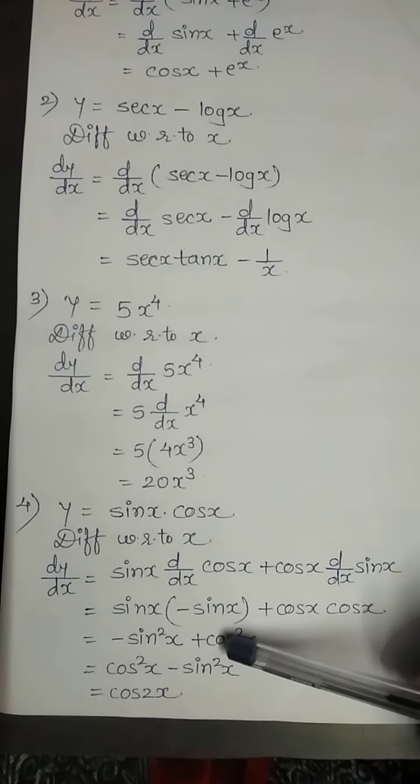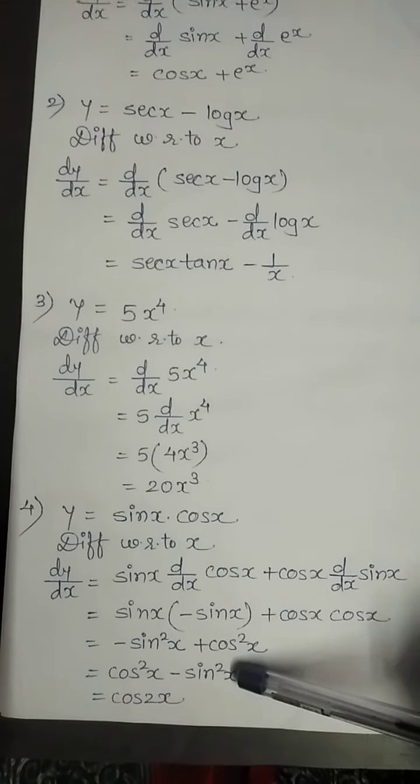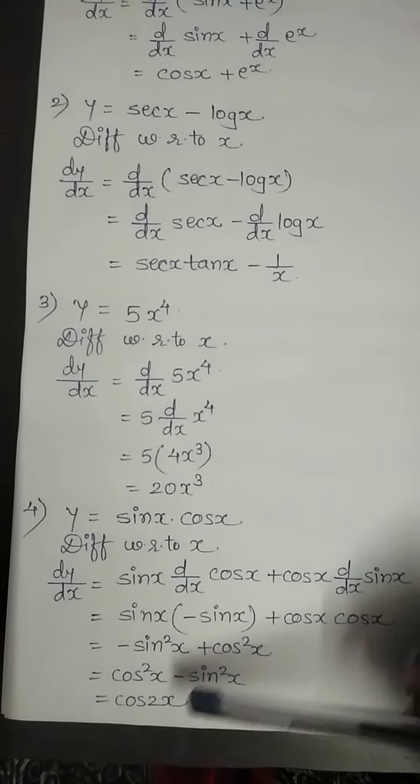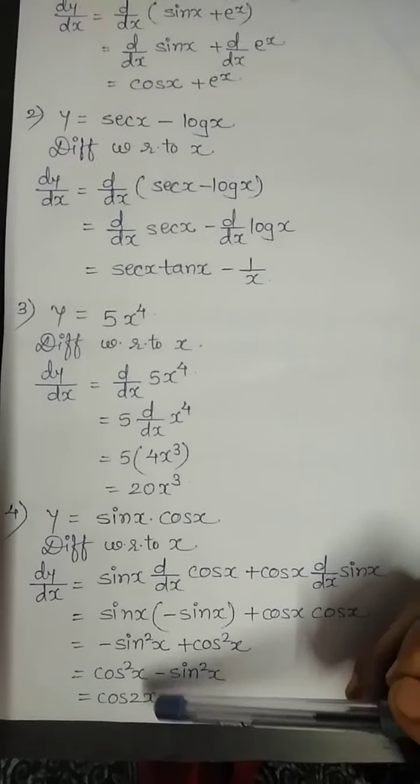So we will write the positive term first. So cos square x minus sin square x. Now this is one of the trigonometric formulas. So instead of this we can write this as cos 2x. This is the formula of cos 2x.